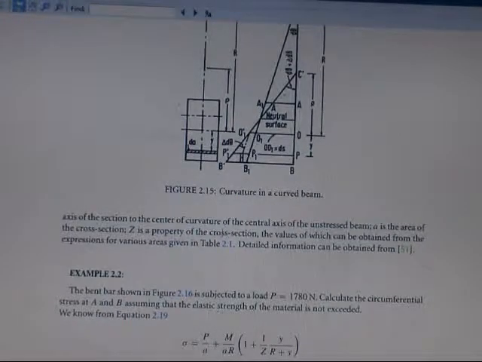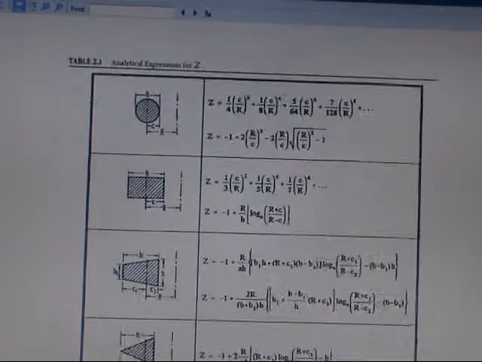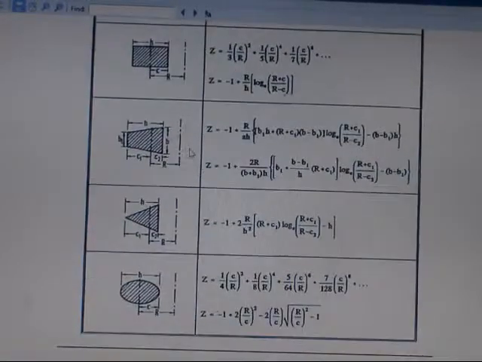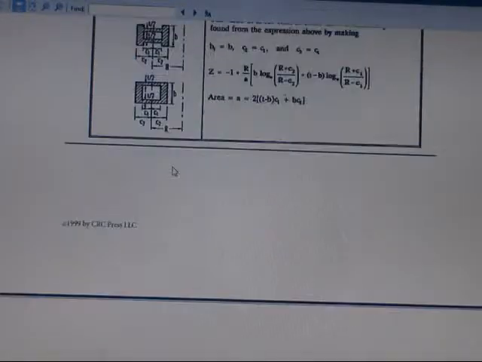So in this case, this is the property of the cross section. The section property is Z. So the property of the cross section is Z. So the area we can also calculate is the property of the cross section. For the property of the cross section we find the equation, the property of the cross section equations.